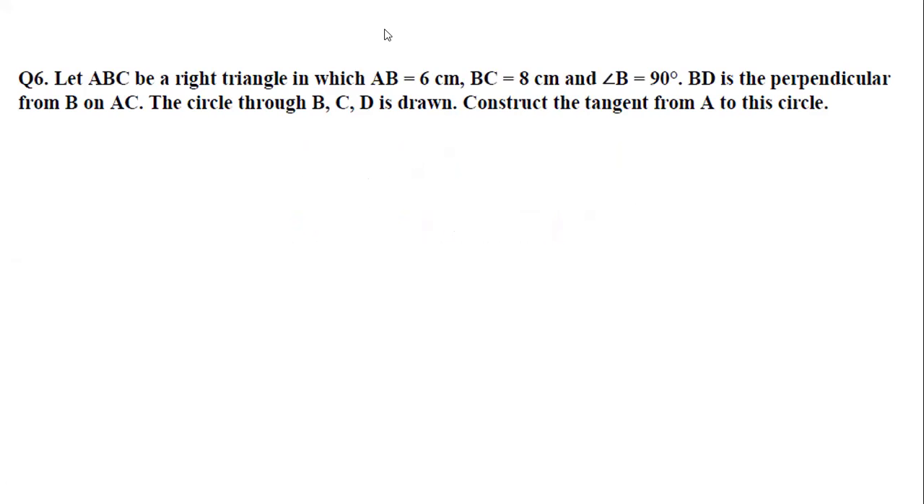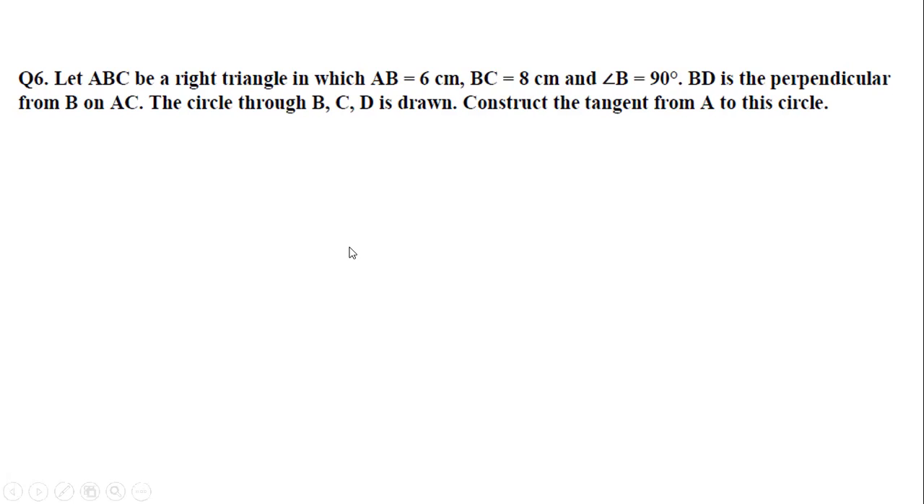The question number 6 from exercise 11.2. Let ABC be a right angle triangle in which AB is 6 centimeter, BC is 8 centimeter, and angle B is 90 degree. BD is the perpendicular from B on AC. The circle through BCD is drawn. Construct the tangent from A to this circle.